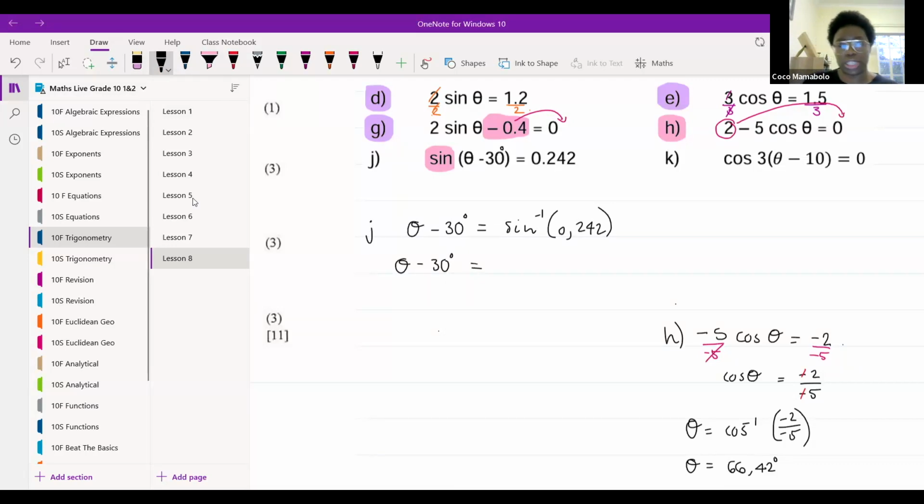Okay, I'm getting 14 degrees from Kat. Do we agree? I also got 14 on my calculator. Excellent. Beautiful work. So we get 14 degrees. But now we're solving for theta. So what should I do with that 30 degrees?